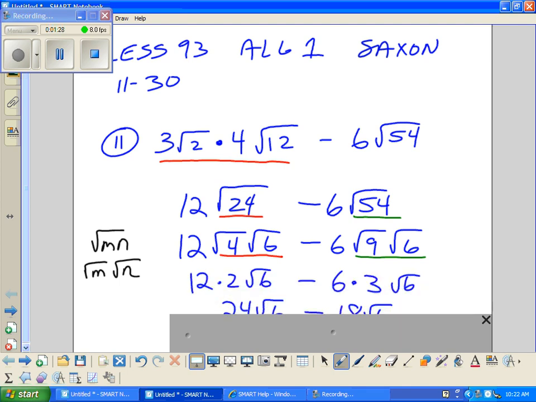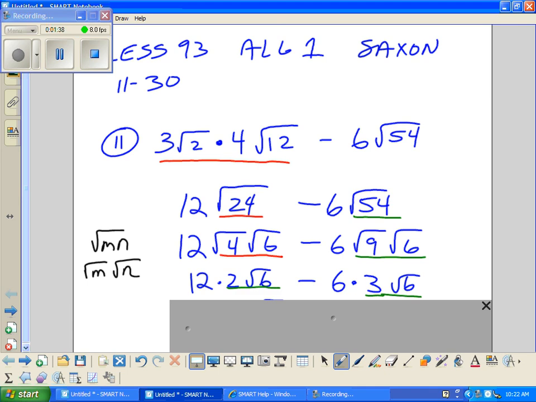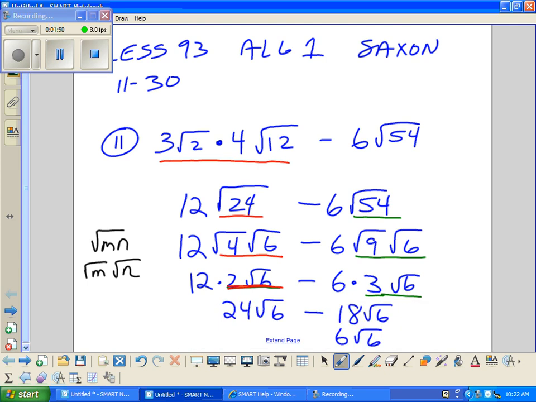If I come down the board, 3 times the square root of 6 is the same as the square root of 9 times the square root of 6. And on the other side, the square root of 4 times the square root of 6 is 2 square root of 6. And these are all equivalent values. We haven't changed the value of the term. Now we do our multiplication, and we end up with 24 square root of 6 minus 18 square root of 6. They are like terms because the radical is the same. I have 24 square root of 6, I take away 18, I'm left with 6 square root of 6.